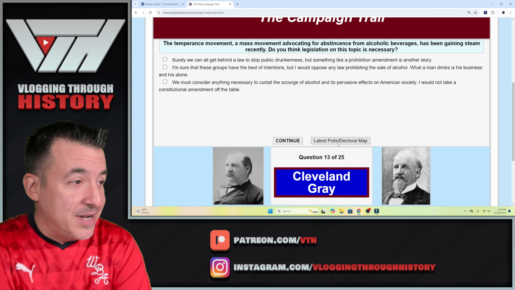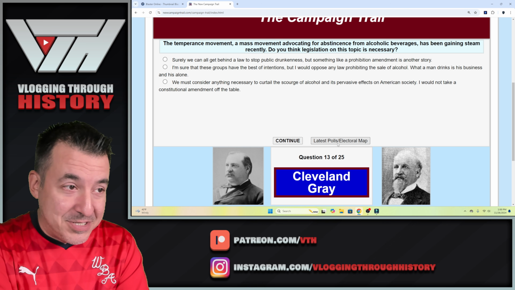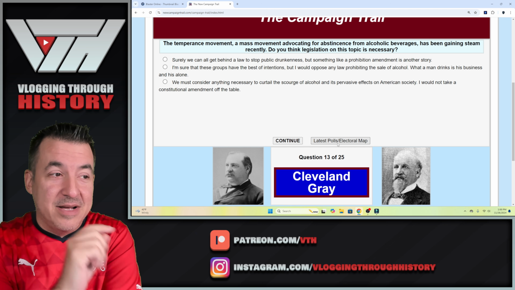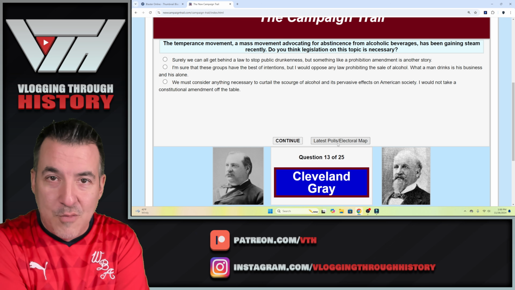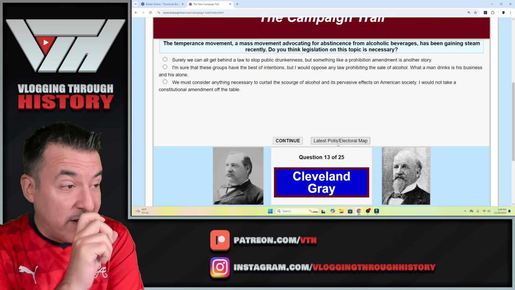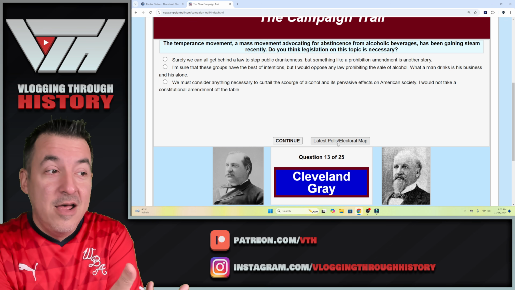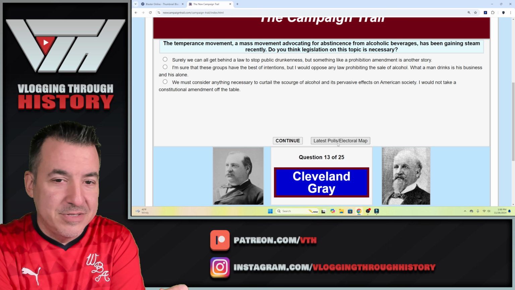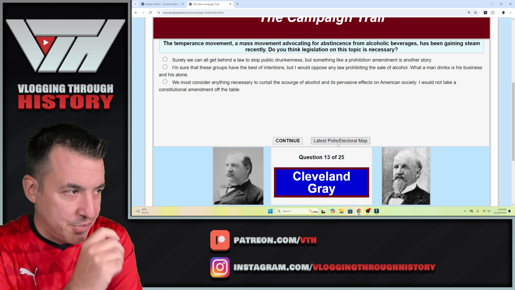The temperance movement, a mass movement advocating for abstinence from alcoholic beverages, has been gaining steam. All right, so this is interesting because there were a number of third parties that ran during this campaign. One of them was a temperance party that garnered enough votes that you could argue swung the election in some of those key states because of how close the election was.